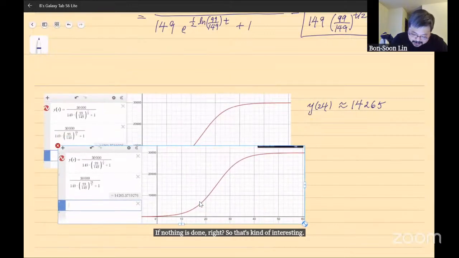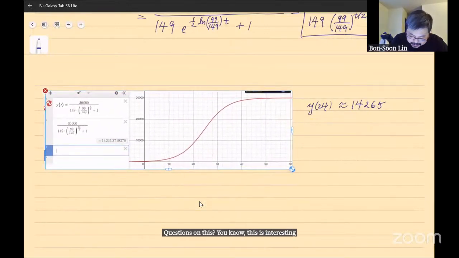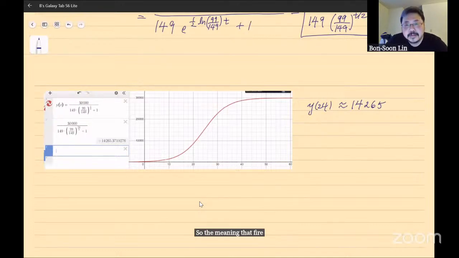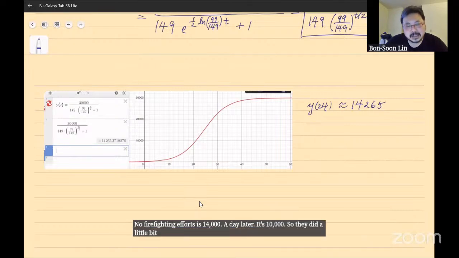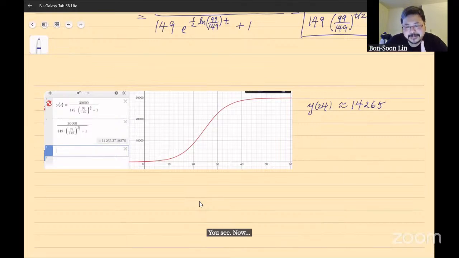Questions on this? Yeah, this is interesting. So the meaning that firefighting just only did a little bit. A little bit, yes. See, this is with no firefighting efforts whatsoever. No firefighting efforts is 14,000. At a day later, it's 10,000. So they did a little bit, but not enough. You see. This is not a critique about firefighting, by the way. This is more of just if we believe this model, what will happen?